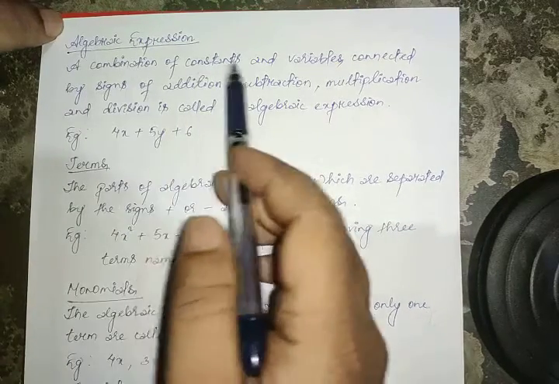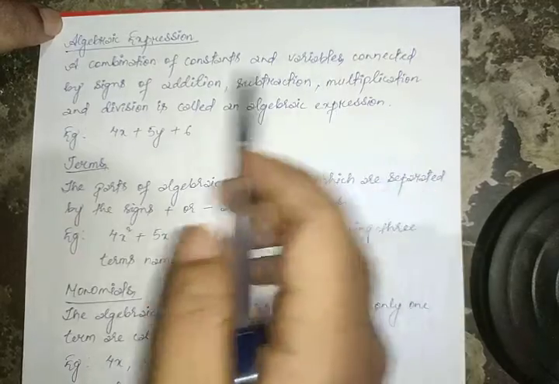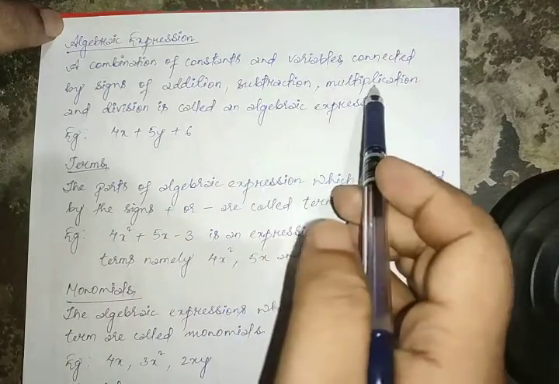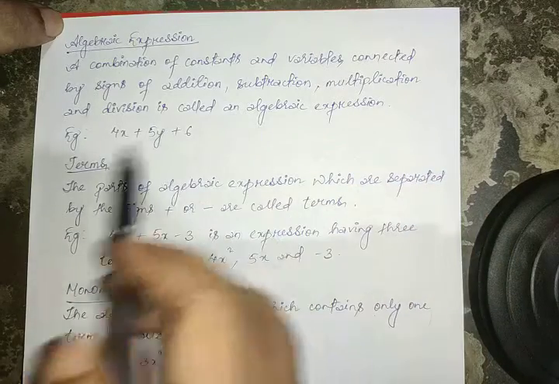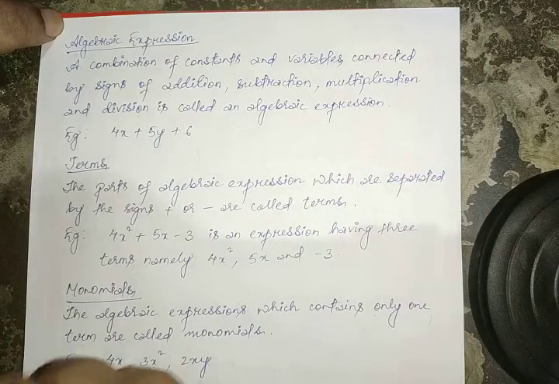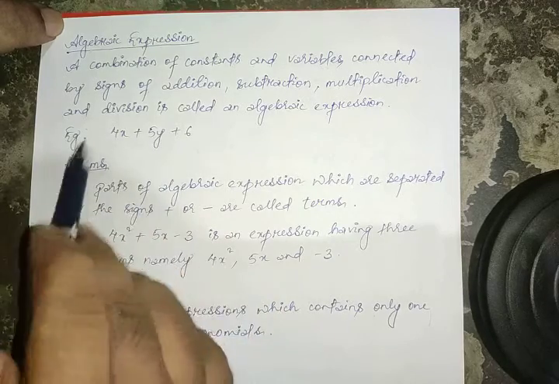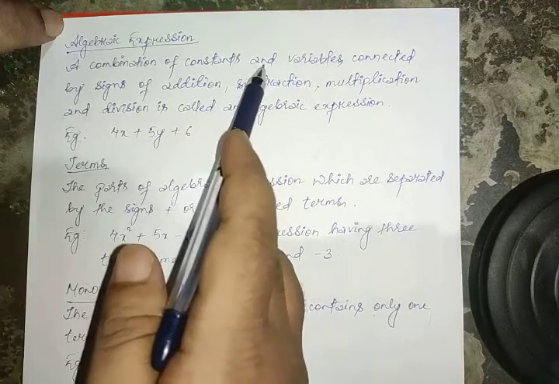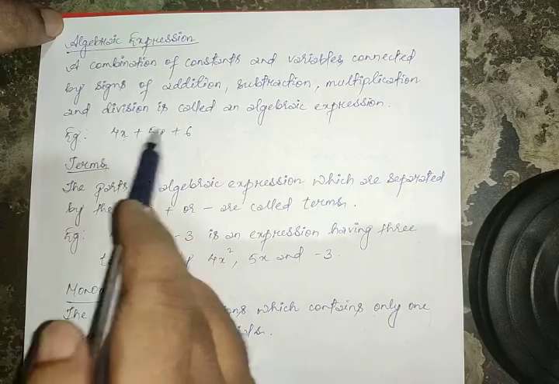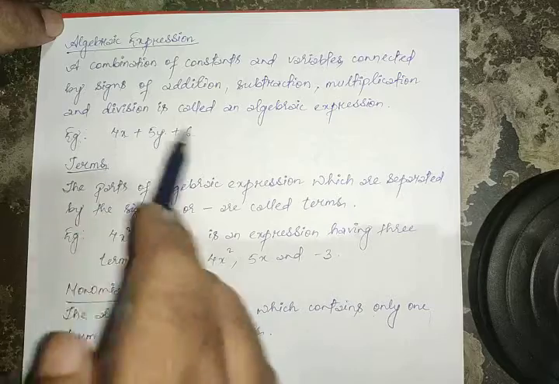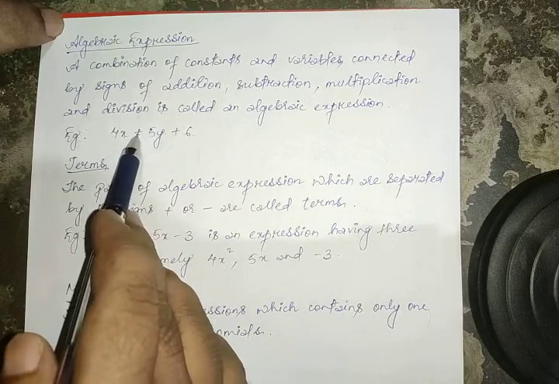A combination of constants and variables connected by signs of addition, subtraction, multiplication and division is called an algebraic expression. Okay, you can see the example 4x + 5y + 6. So here we have a combination of constants and variables, right? Here x and y are the variables, and the numbers 4, 5 and 6 are constants, and we have the sign plus here.